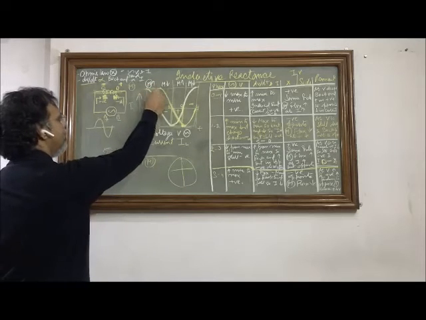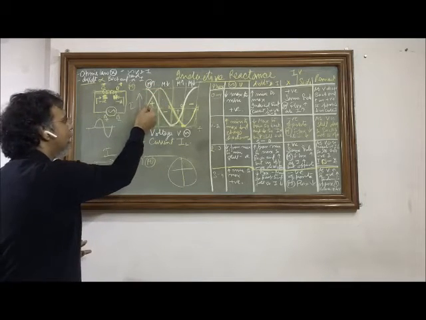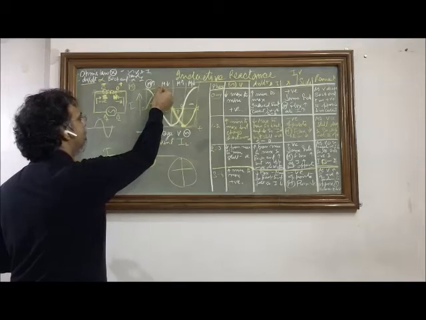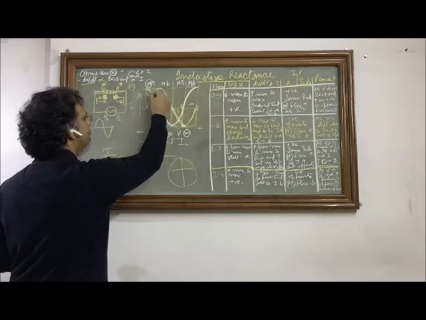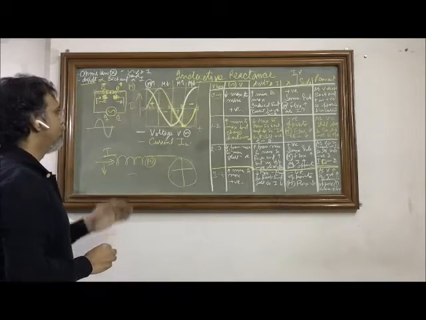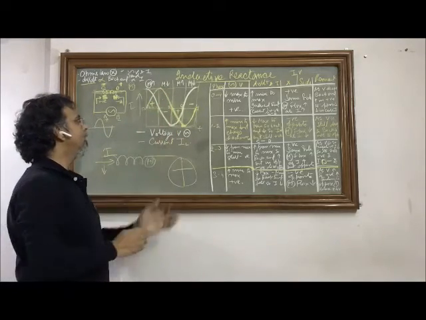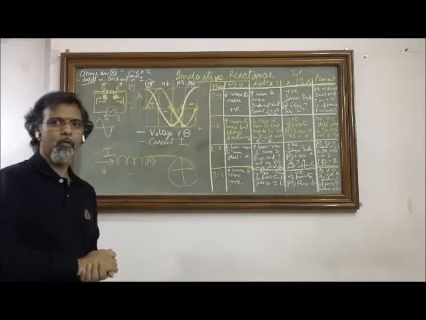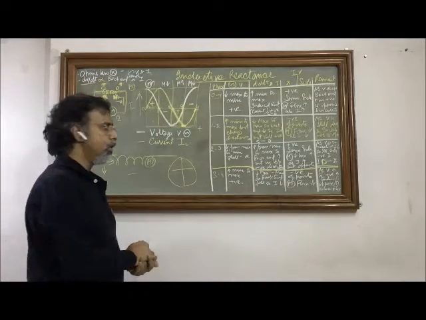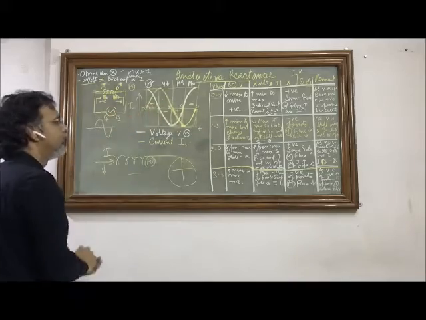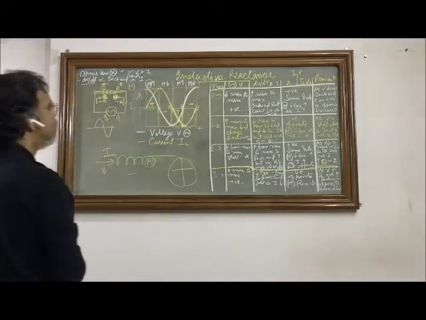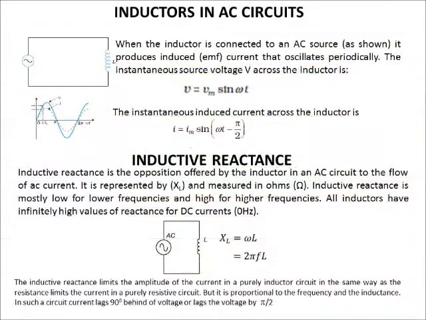Here the voltage is maximum, but the current is at 0, which means it will reach the maximum after a quarter. But by the time it is at maximum, the voltage has taken half of the cycle, and it will take the next half. So you will find that there is always a lag of the current by pi by 2 with respect to the voltage of the source, and this is due to the inductive reactance.